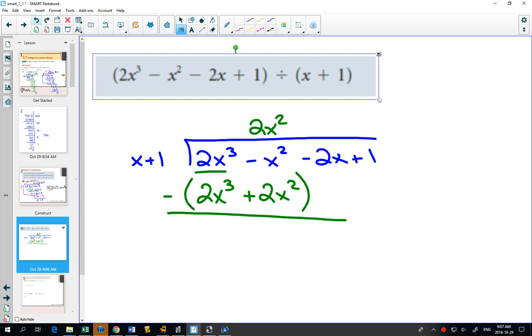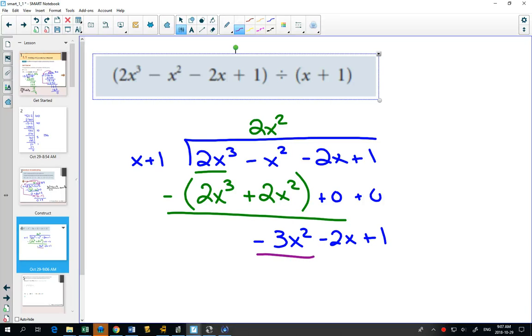And I subtract, and our goal is to get rid of the 2x cubes, which we did, and minus x squared minus a 2x squared would leave me with minus 3x squared. And of course here there'd be plus 0 and plus 0, so subtracting that would mean you still have the minus 2x and the plus 1. Switch colors to purple. Now my first term is a minus 3x squared.